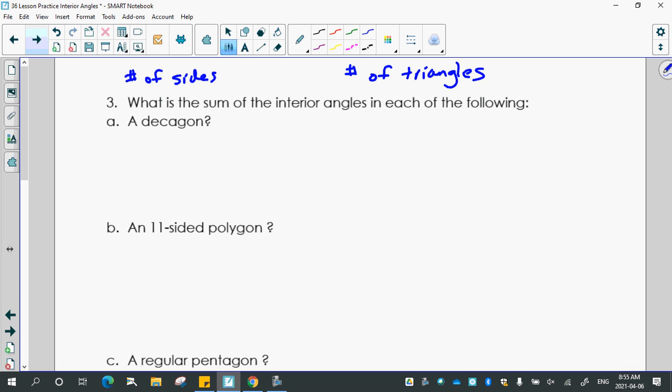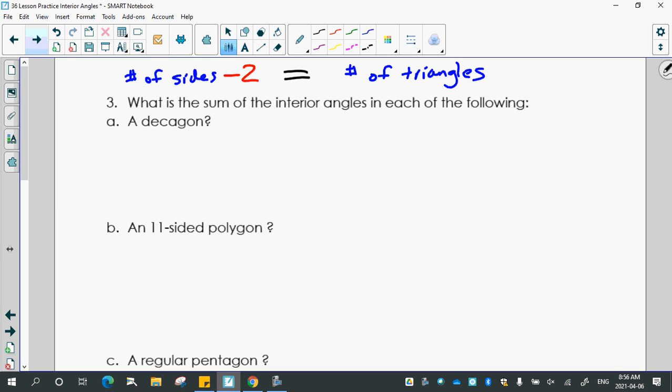Can you see the relationship? Yep. The number of sides subtract 2 is equal to the number of triangles that you can make. Okay? So that's an important thing to have in your notes if you don't just know that as a fact. The number of sides minus 2 is equal to the number of triangles.